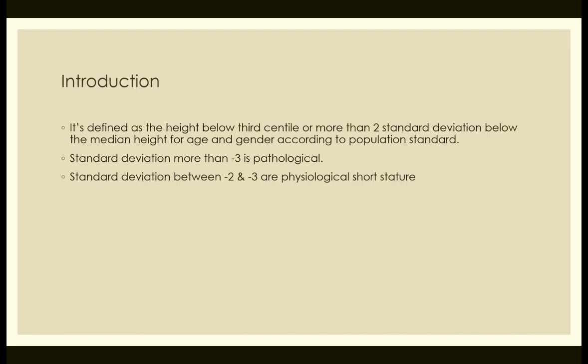Introduction. It is defined as height below the third standard or more than 2 standard deviations below the median height for age and gender according to the population standard. A standard deviation below -3 is pathological, and a standard deviation between -2 and -3 is physiological short stature.